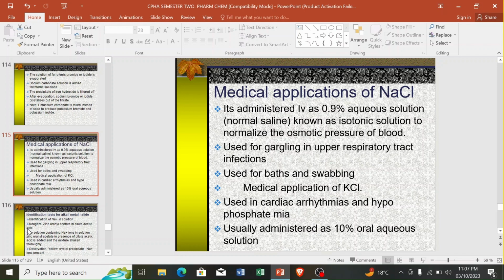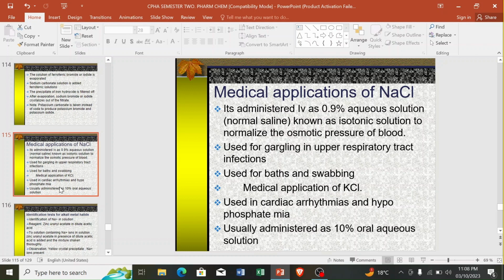Okay, it is used for gargling in upper respiratory tract infection. In case somebody has issues with an upper respiratory tract infection, by now we should know the different organs that we have in the upper respiratory tract. You put it in the mouth and then the person gargles. Gargling is like rinsing the mouth, and after that you spit it out. Used for bath and swabbing. We see that our HCl can also be used for that.